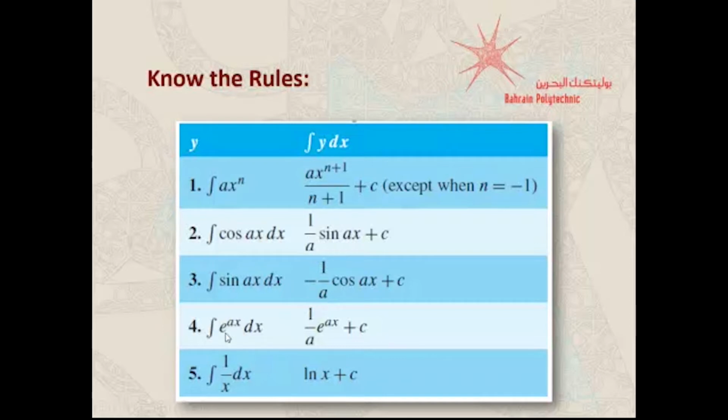If you go to the exponential function e to the power of ax, the integral of it is the same function e to the power of ax, and then you're going to divide by this a. The last one is 1 over x. If you're thinking, what is the function that if I derive, I get 1 over x? Well, that is the ln x, right? So if you have 1 over x and you want to integrate it, the integral is going to be equal to ln of x, and of course plus c.